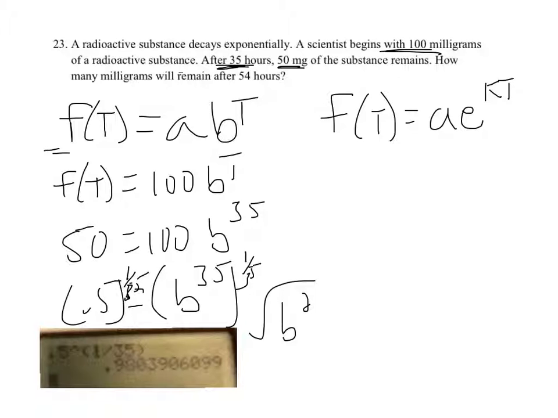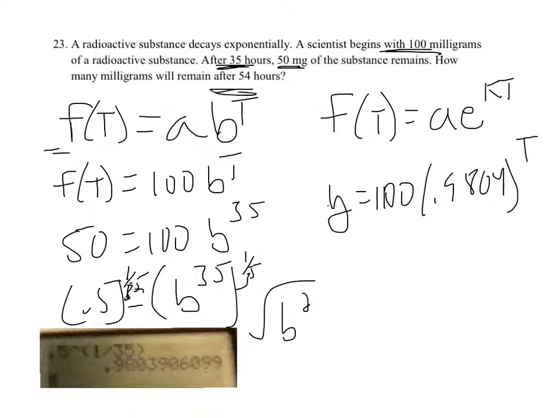So that's the B. Notice that it is less than 1, and that's good because this is decaying, and I don't want it to grow. I want it to be decaying or decreasing. So the base has to be less than 1. So what's our equation? I'm going to write it as f of t, or y, equals 100 times 0.9804 to the t power.